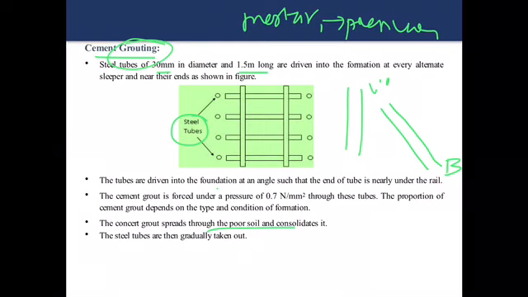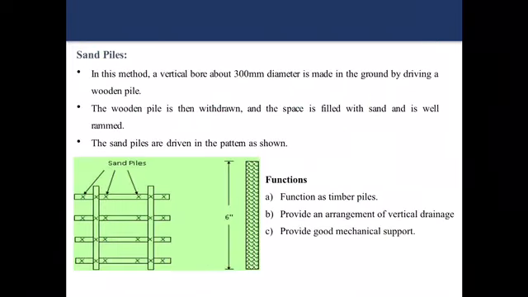Once the steel tube is inserted, within the steel tube we have to push the mortar under pressure. The mortar will be forced into the steel tube under pressure. The pressure maintained will be 0.7 Newton per mm square. Once the cement gets hardened, the steel tube will be taken out. Now the cement grout will be within the soil, and that will improve the strength of the soil. And the next method we have is sand piles.